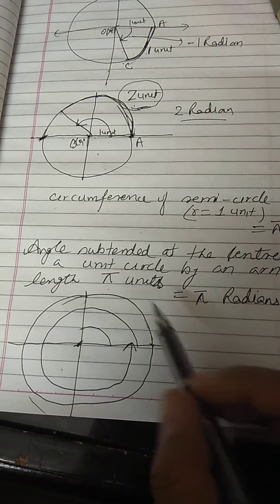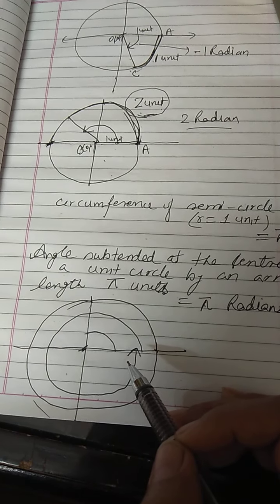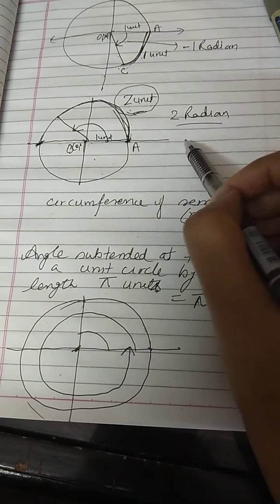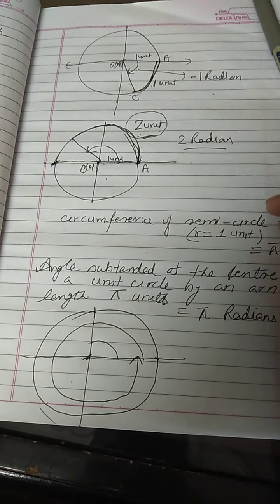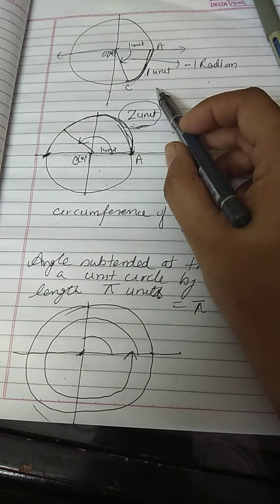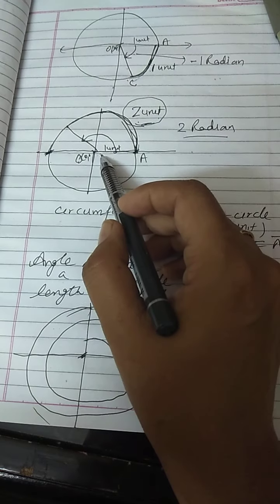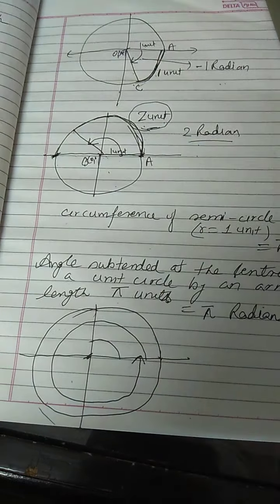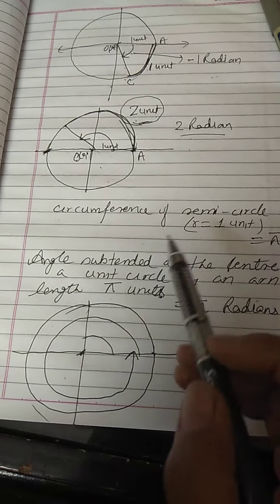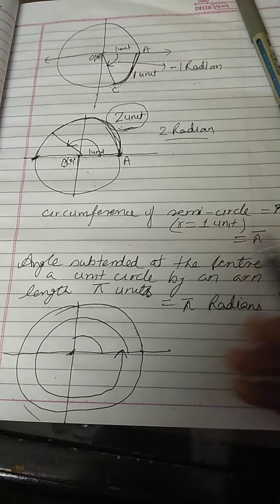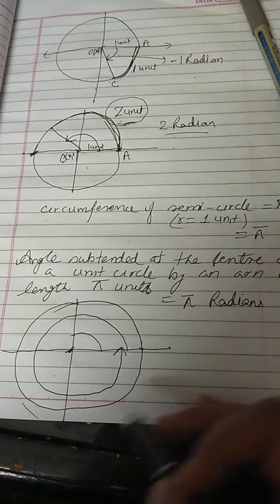Now as the length of the arc is increasing, it means our angle is also increasing. The length of the arc is 1 unit, the angle is 1 radian. The length of the arc is 2 units, the angle is 2 radians. The length of the arc is pi units, the angle is becoming pi radians.